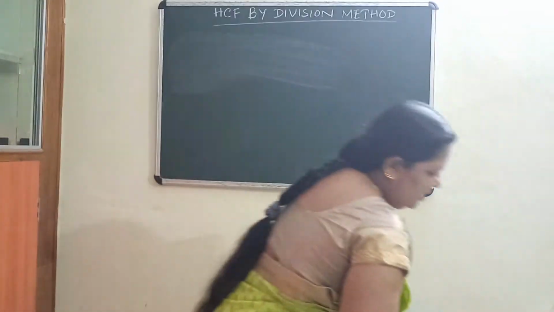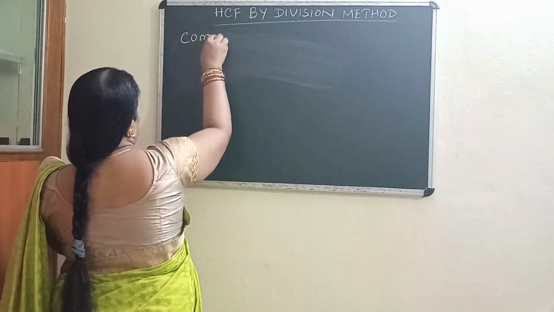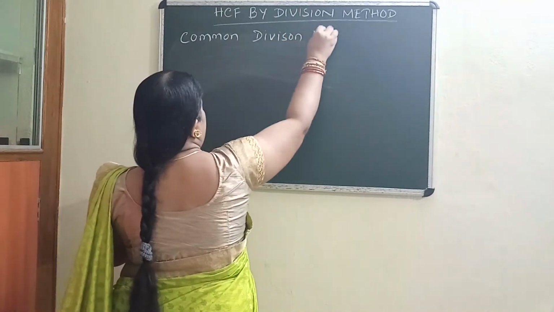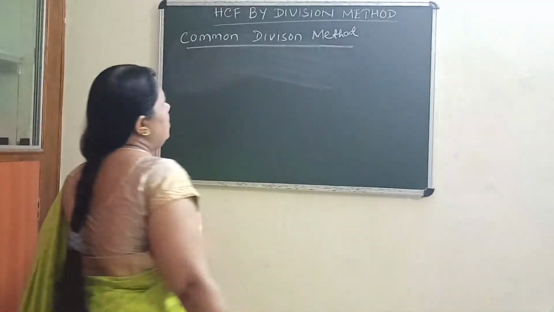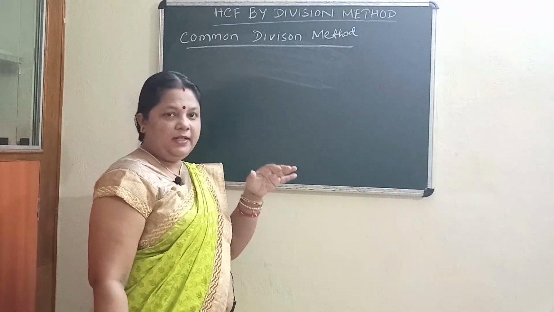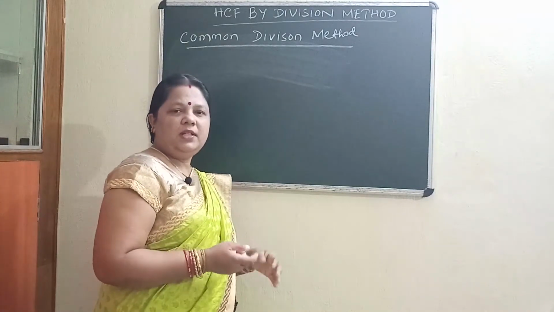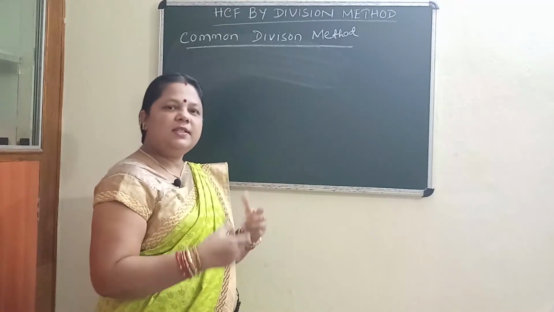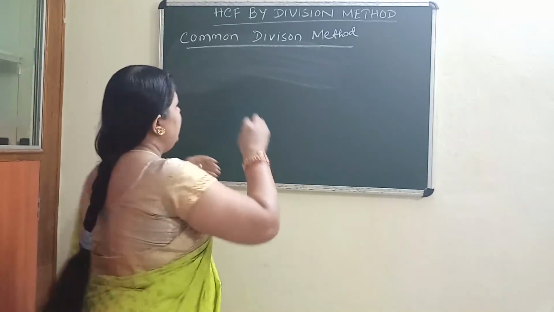In this method, we can say common division method. Common division method means we have to divide all the three numbers at a time. Why? To save our time. Because in the last chapter, prime factorization, we divided separately. So it's a lengthy process and it takes time. To save time, this is another method to divide in a short way.